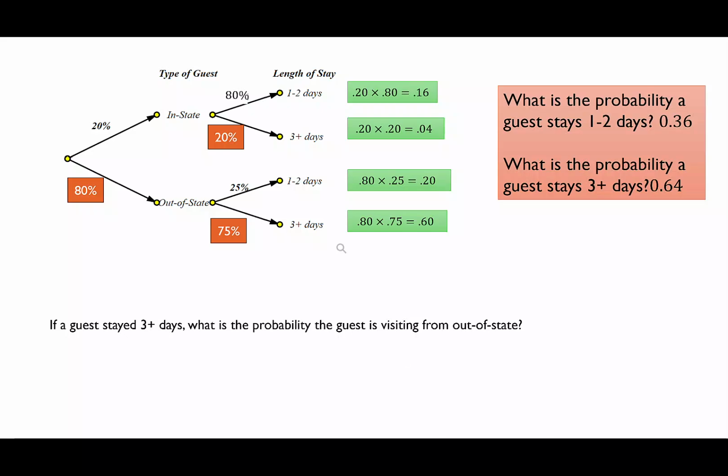Let's do one more. If a guest stayed 3+ days, what's the probability the guest is visiting from out of state? To find our probability, we look at the probability that a guest was out of state and stayed 3+ days, and then we divide by the probability of staying 3+ days. Out of state and 3+ days was 60% of our guests. 3+ days was 64% of the guests. If I divide 0.6 by 0.64, that's 0.9375. Hope that helps.